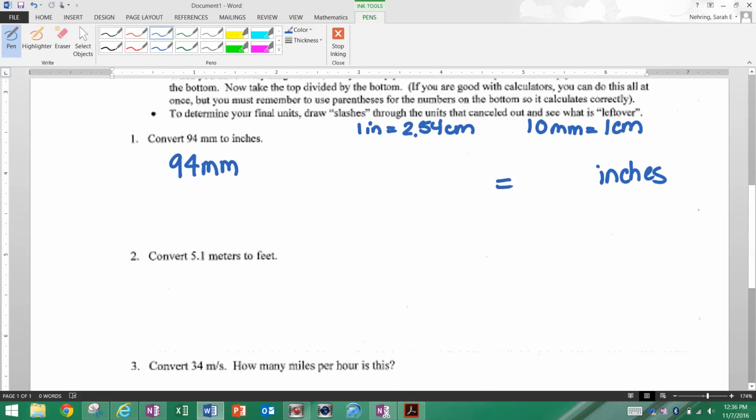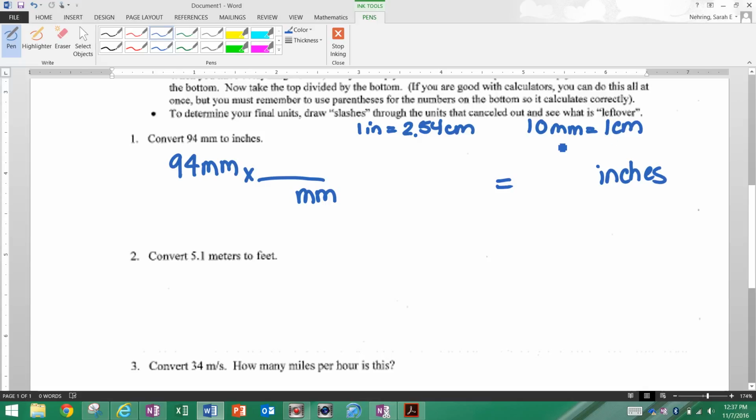Well, my goal here is I want my initial units that I start with to cancel out, and I want to be left behind with inches. That's the thing I'm trying to get. I'm starting with millimeters, and I want to get rid of millimeters and turn it into inches. So I want to use some relationship that will cancel out millimeters. I'm going to multiply this 94 millimeters by a fraction, and in this fraction, I'm going to put millimeters on the bottom because I want millimeters divided by millimeters to cancel out. What's a useful thing I could turn it into?